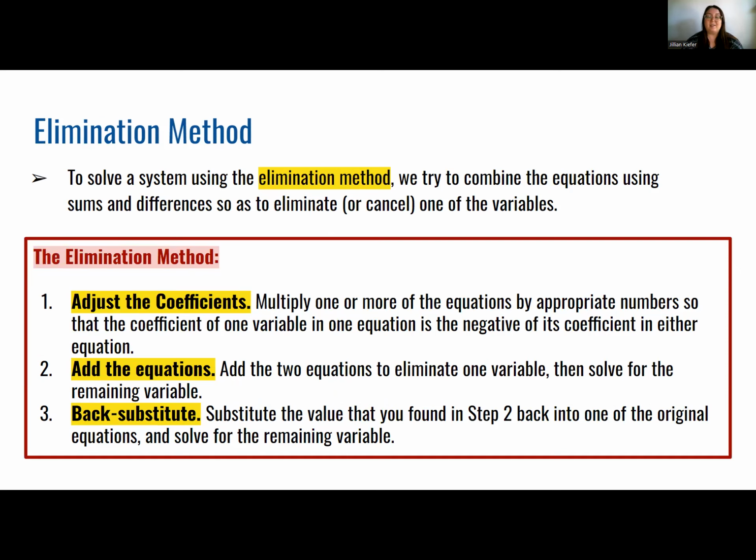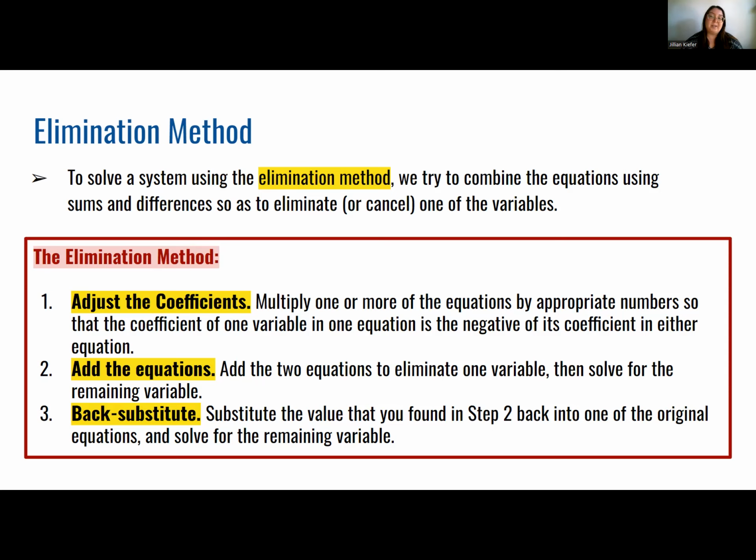So the elimination method also has 3 steps. Number 1 is to adjust your coefficients. The only way to eliminate variables would basically make them completely opposite. So you need to change your coefficients so that the coefficients in front of a specific variable would have to be opposite. So you're going to multiply one or more of your equations by some number. Doesn't have to be the same for each, it can be different. You just want to multiply them each by the appropriate numbers so that the coefficient of one variable in one equation is the negative of its coefficient in the other equation. So a lot of manipulation is going on here.